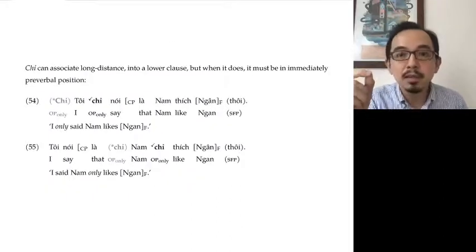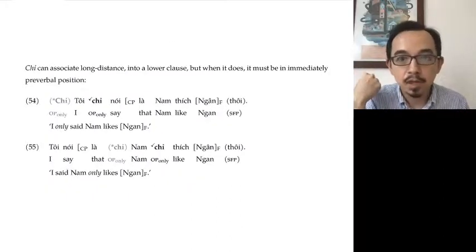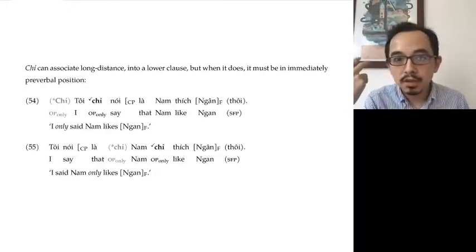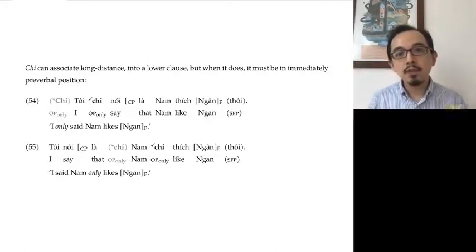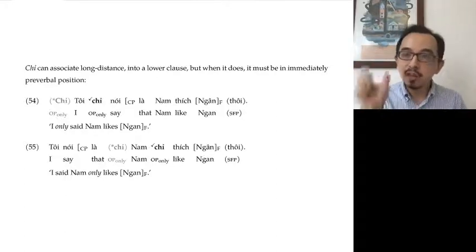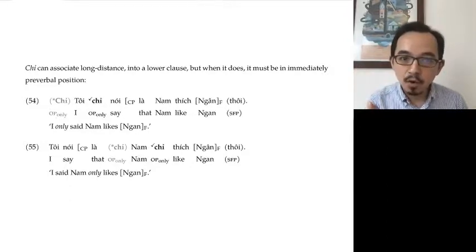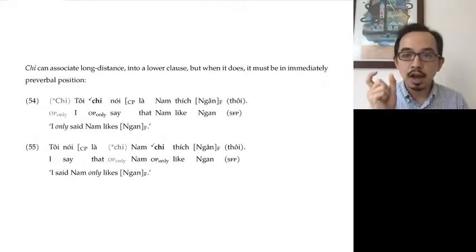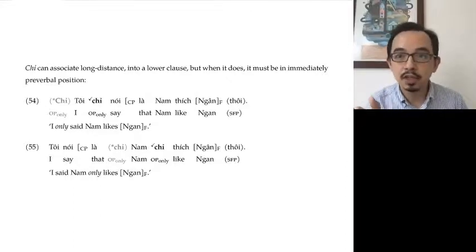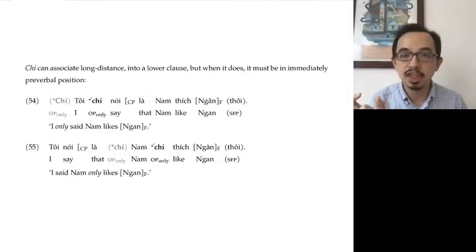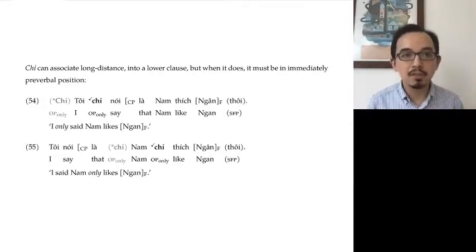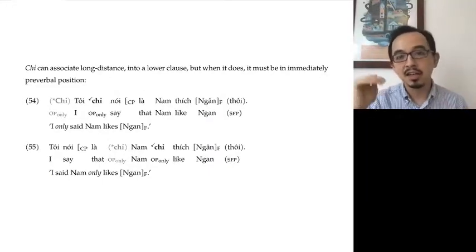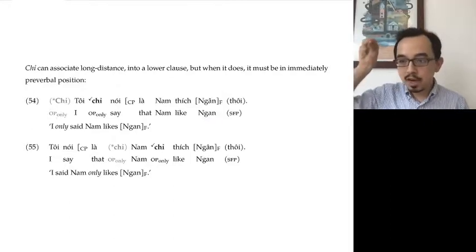I'm going to deepen the mystery with this extra data, which is that it turns out that if we have a clausal embedding, then now the position of chi associating with a fixed position of focus is not totally restricted. There is optionality in the position of chi, but in particular in the following way. So both of these sentences in 54 and 55 are built on the baseline of the form I say that Nam likes Ngan, with narrow focus on Ngan.